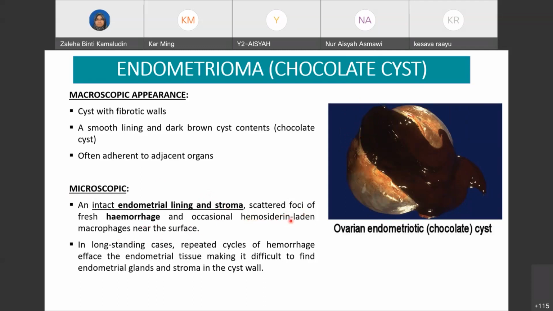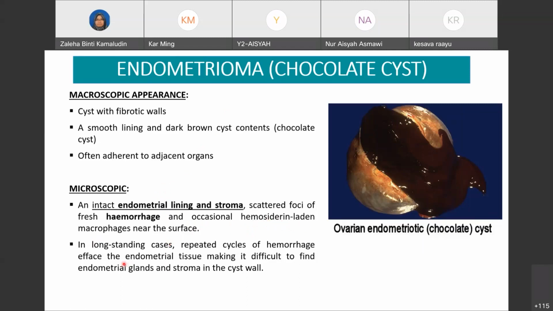So what are the hemosiderin-related macrophages? As I mentioned just now, these cysts are lined by endometrial lining and stroma. During menses, the endometriosis also causes bleeding at that area. The blood at that area is cleared up by the macrophages, and the RBCs eaten up by the macrophages break down and form hemosiderin. That's why we call them hemosiderin-laden macrophages.